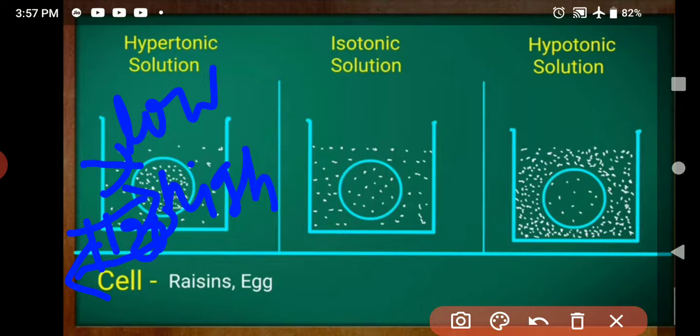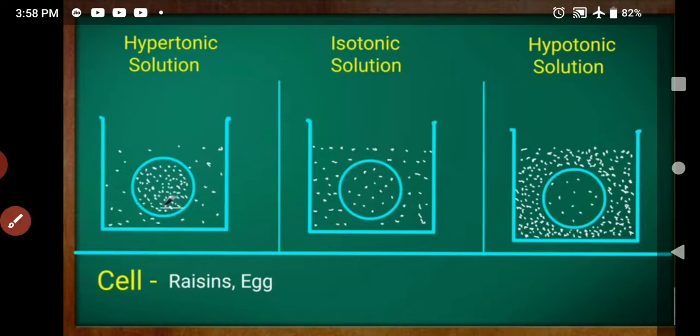In the second diagram, concentration inside the cell and outside the cell is equal. There is no difference between concentration inside the cell and outside the cell. So the same amount of water is lost by the cell and gained by the cell.